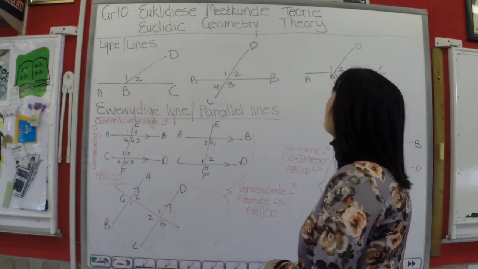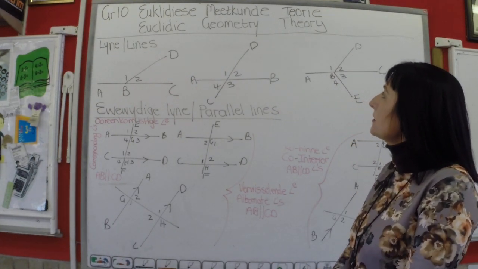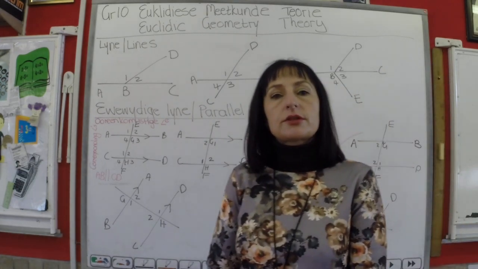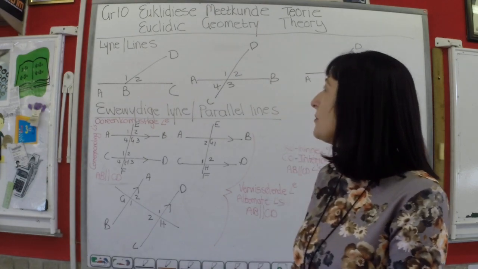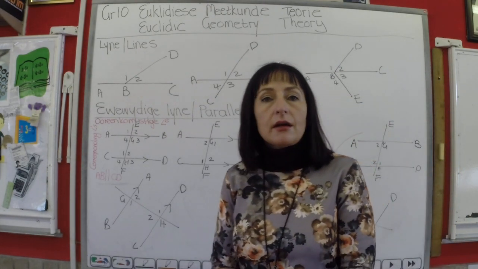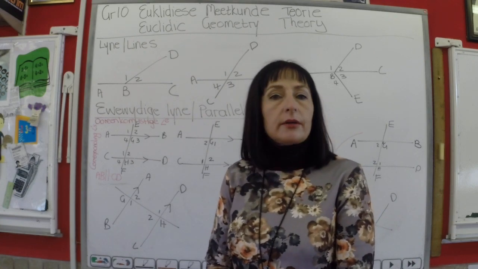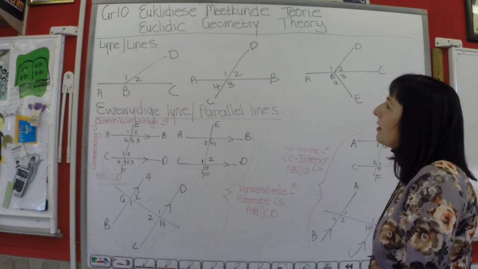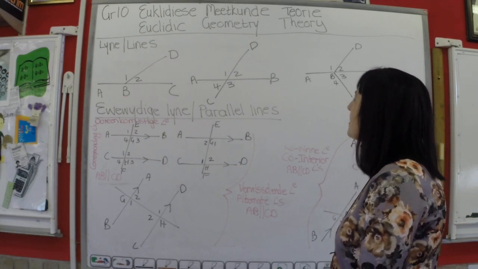Goeiemôre graad 10's. Vanmôre begin ons by Euklidiese meetkunde, Euclidean geometry, en ons gaan eers kyk na ons teorie wat ons tot dusver bymekaar gemaak het, all the theory that we've been taught in grade 8 and 9, so that we can start our geometry of grade 10.